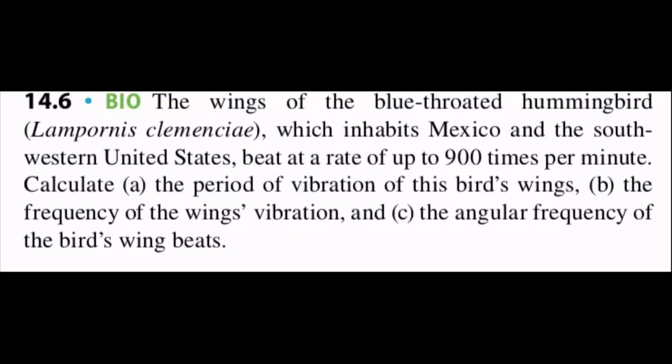Now, our second question is quite similar to our first question, but now we are relating it to biology. The question states that the wing of a blue-throated hummingbird beats at a rate of up to 900 beats per minute. We are asked to calculate the period of the vibration of the bird's wings, the frequency of the bird's vibration, and lastly, the angular frequency of the bird's wing beats.